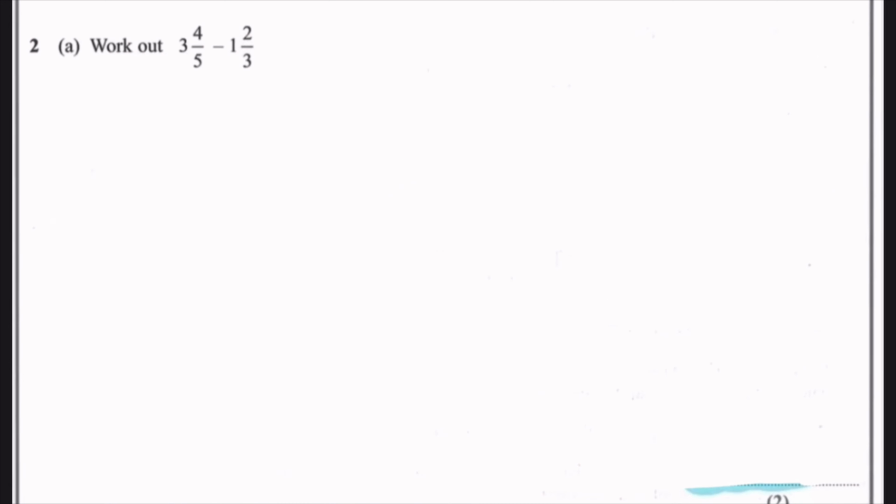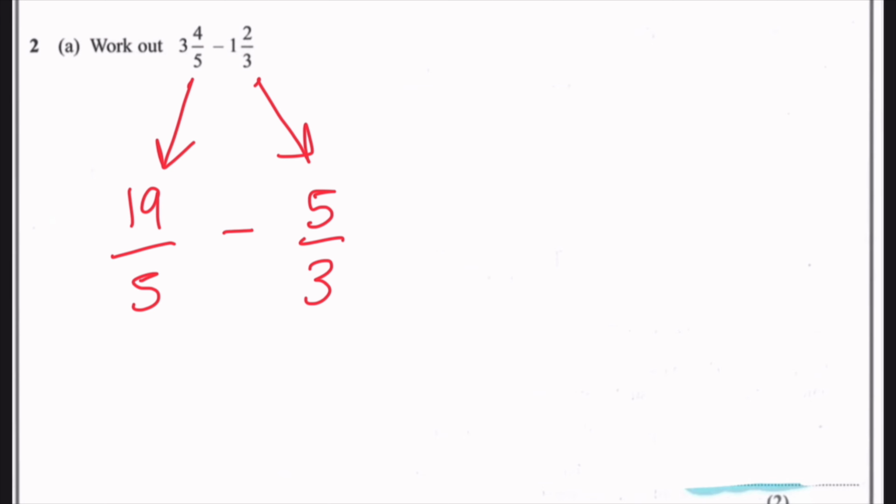Okay. 3 and 4/5 minus 1 and 2/3. Now, before we do this, we need to convert both of these to improper fractions. They're given as mixed numbers here. So, we know that to subtract or add two fractions, we need to make them have a common denominator. So 3 and 4/5, I'm going to convert this to 19/5, minus 1 and 2/3, I'm going to convert to 5/3.